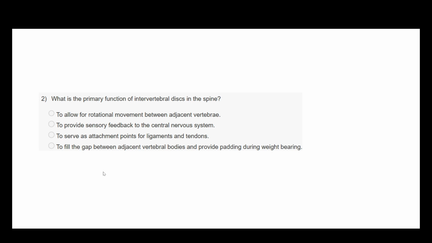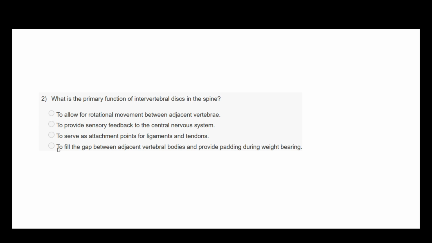What is the primary function of intervertebral discs in the spine? To allow for rotational movement between the adjacent vertebrae, to provide sensory feedback to the central nervous system, to serve as attachment points for the ligaments and tendons, to fill the gap between the adjacent vertebral bodies and provide padding during weight bearing.